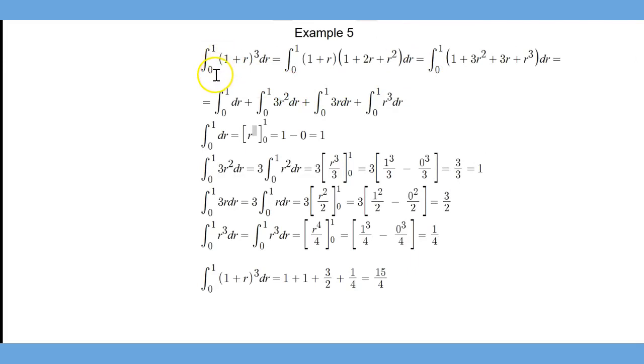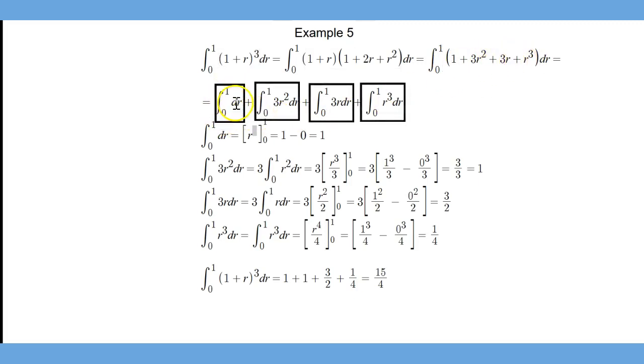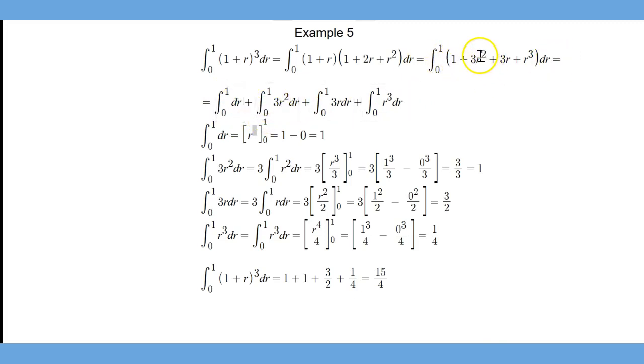Another example, the definite integral from 0 to 1 of 1 plus r cubed dr. We'll see there's a much easier way to do this with substitution in a section or two. For right now, it's easy enough to figure out this integral if we expand 1 plus r cubed to get this polynomial, and then integrate term by term. So it's the integral from 0 to 1 of just 1 times dr, plus the integral from 0 to 1 of 3r squared, plus the integral from 0 to 1 of 3r, etc.